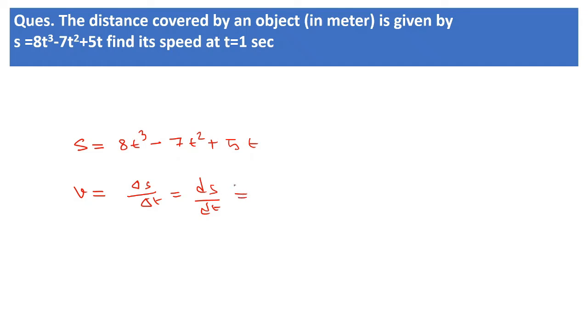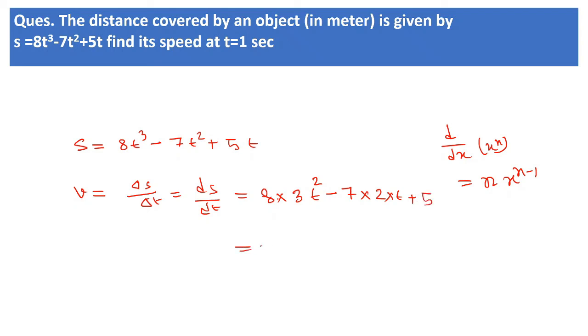So we have to make the differentiation. If you don't know the differentiation, you just have to use the formula here. What is the formula of d dx of x to the power n? It is n into x to the power n minus 1. The power will reduce here. So it will be 8 into 3 into t to the power 3 minus 1, that is 2. Then 7 into 2 into t, plus 5.